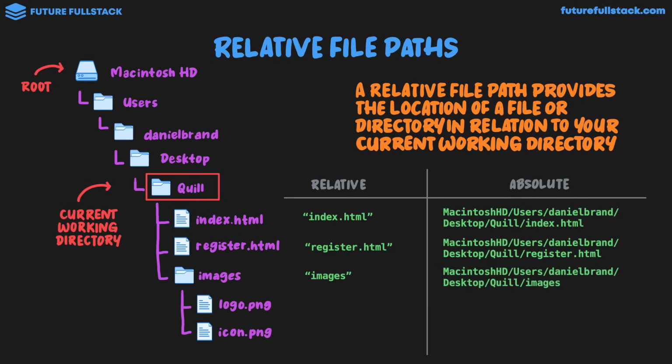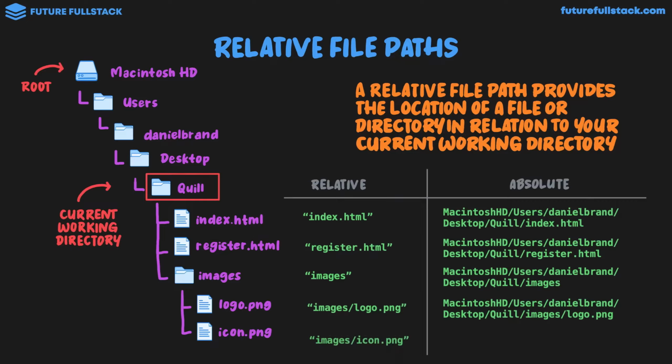Now for the logo.png file, that is inside an images folder, which is inside the Quill folder. So the relative file path would be images/logo.png. And the absolute file path would look like this. Similarly, the icon.png is also inside the images folder, which is inside the Quill folder. So the relative file path would be images/icon.png. And the absolute file path would look like this.